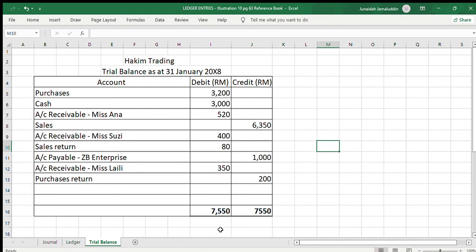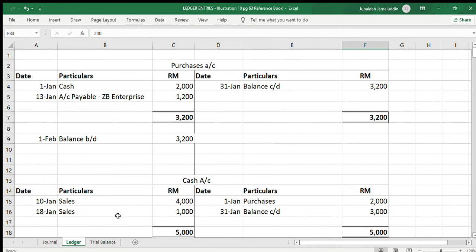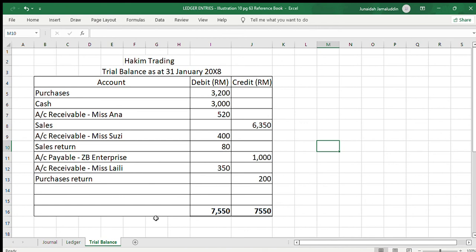Okay, so that's it. That is how, okay, you balance off all the ledger accounts as well as preparing the trial balance. Okay, so that's all for now.